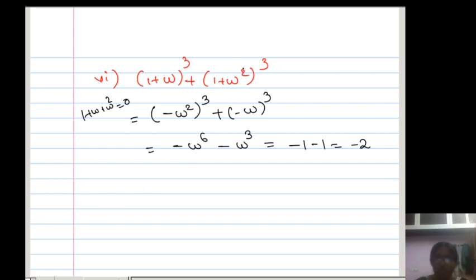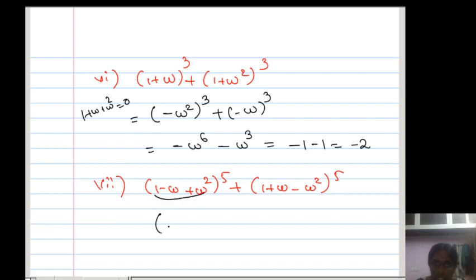The last problem. So what is the last question? (1 − ω + ω²)⁵ + (1 + ω − ω²)⁵. So I can simplify this as it is. How to simplify? 1 + ω² can be written as −ω, to the power 5, plus again 1 + ω can be written as −ω². By using this relation I am doing this. Next, −ω² as it is.